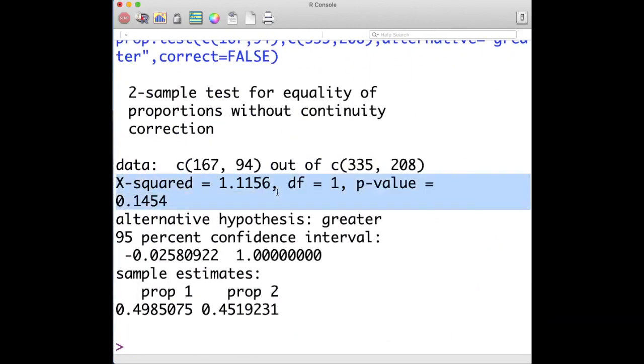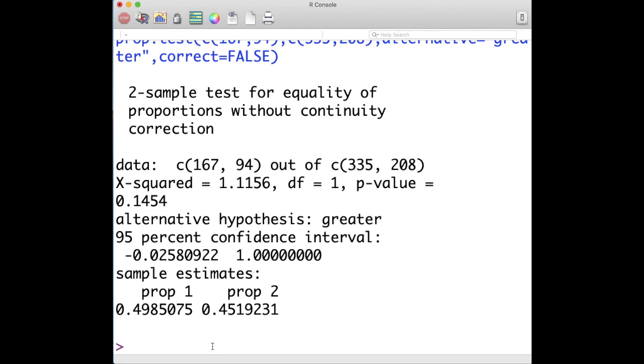Ignore this chi-squared, by the way. We'll come back and we'll talk about chi-squared tests in the next chapter. That's a chapter 13 issue. But our data here gives us a p-value of 0.1454. That's greater than 0.05. So we do not reject the null hypothesis. We cannot conclude that there was a higher level of voting in 2008 than in 2012, just based on the sample. Okay, so we do not conclude that.